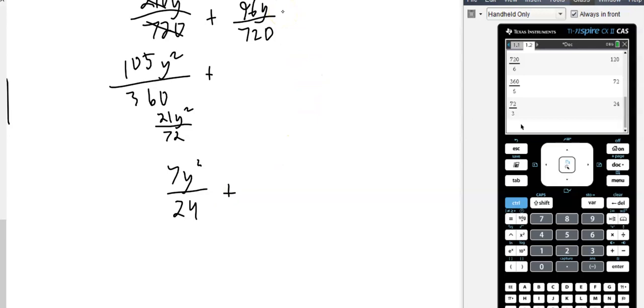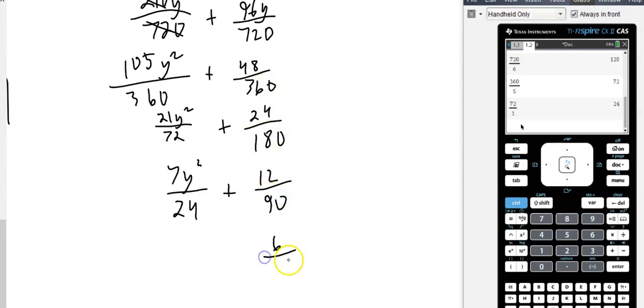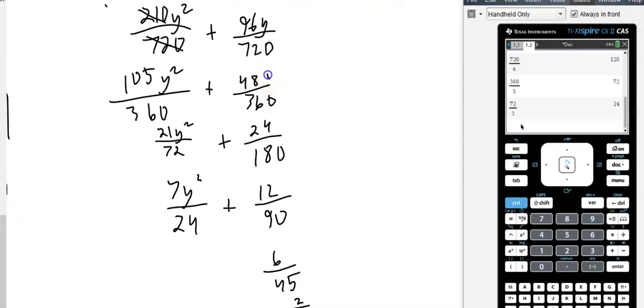Plus this one, 96 over 720. So I know 96 divided by 2 is 48 over 360. So that would be, I guess, 24 out of 180. Wow, 12 over 90, 6 over 45. 6 over 45, divided by 3 here, is 2 over 15. Wow. So we have a y, I guess, is that y squared or y there? It's just y, yeah. So these all have a y attached.